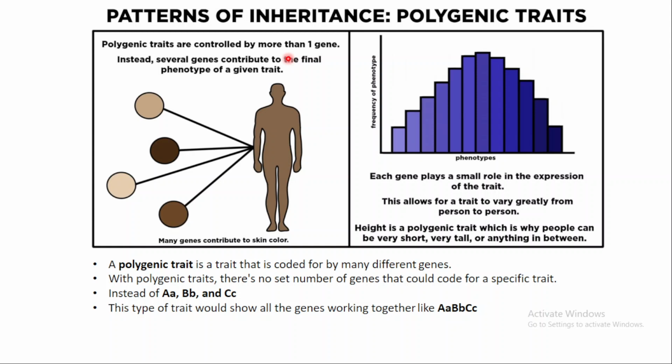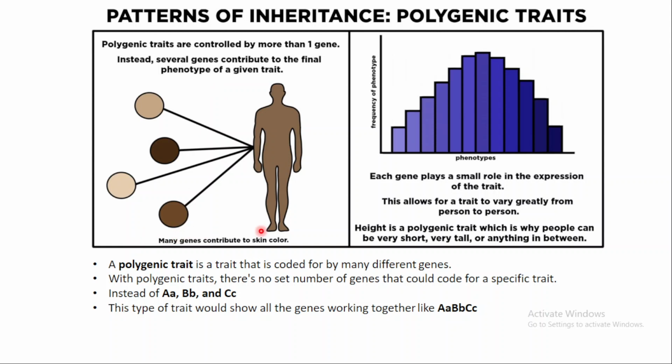So these are two polar opposites. Many genes, one trait: polygenic. One gene, many traits: pleiotropic. Right? So instead, several genes contribute to the final phenotype of a given trait. Polygenic traits are controlled by more than one gene. And the best example is skin color. So skin color in humans, many genes contribute to the skin color.